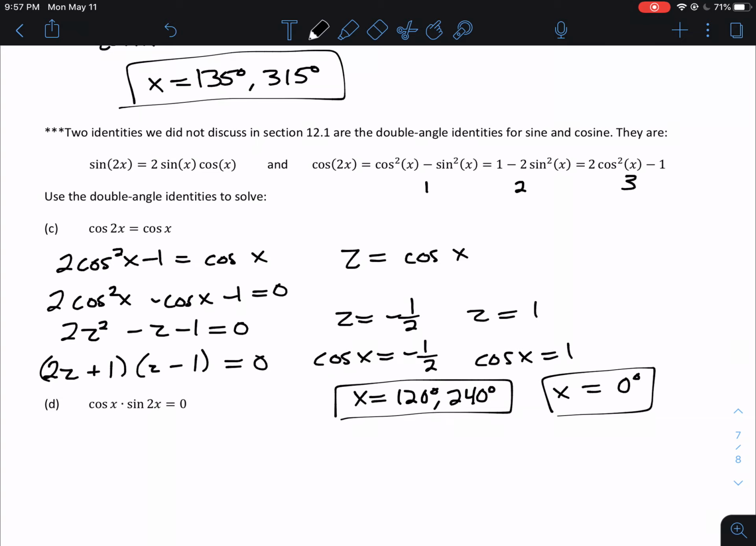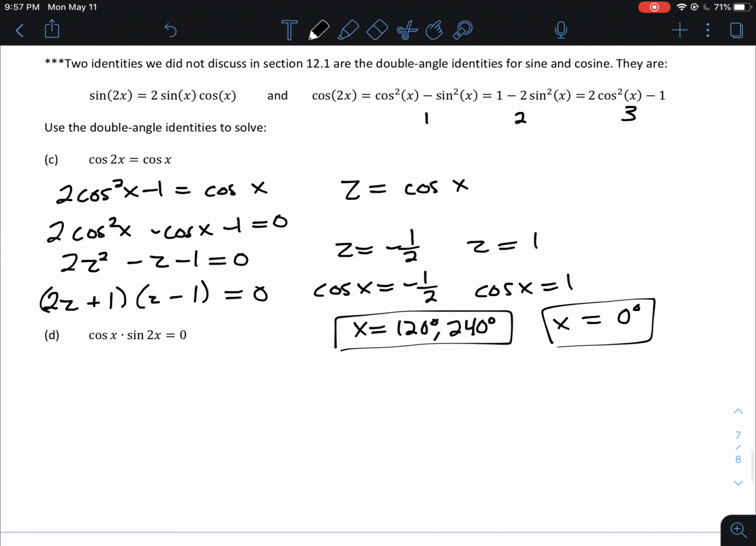Okay, one more to look at here. So in example D, we've got cosine of x multiplied by sine of 2x equals 0. Now for sine of 2x, you've only got that one choice to look at. So we're going to have to just go ahead and use that for now. So that would be that cosine of x multiplied by 2 sine of x cosine of x is equal to 0.